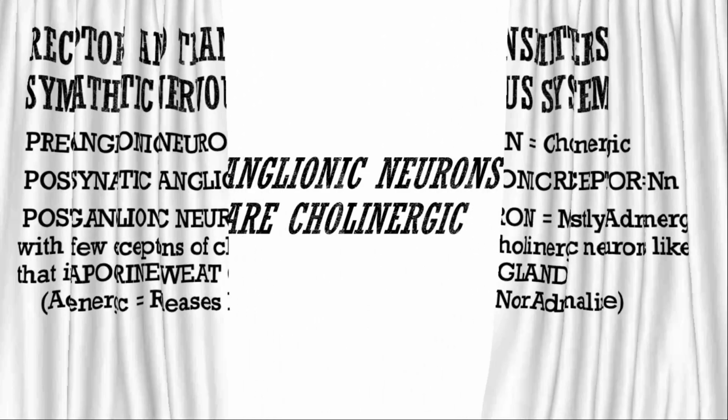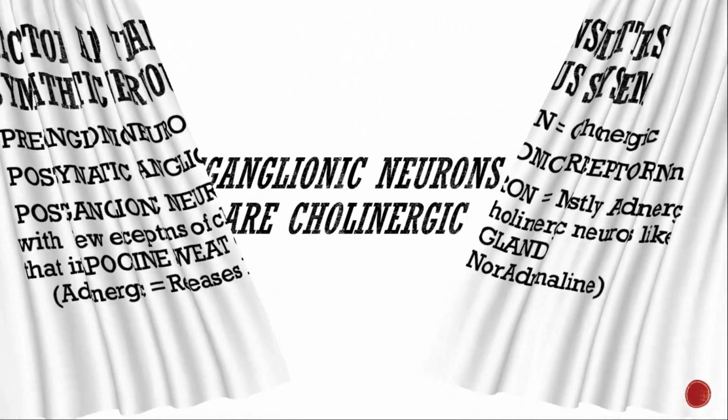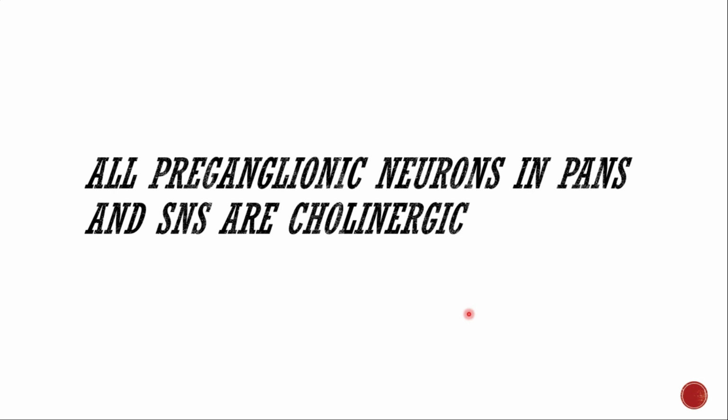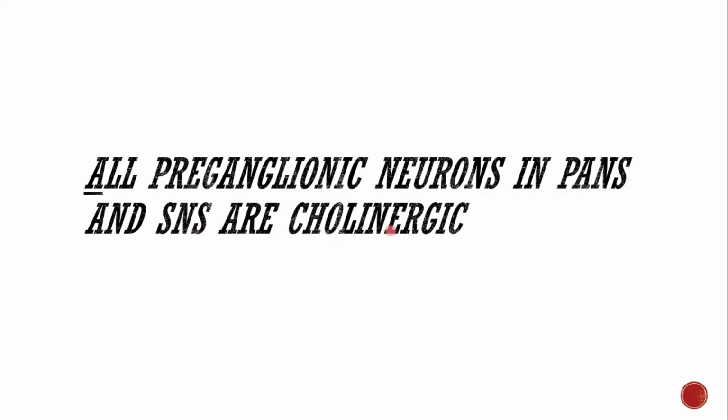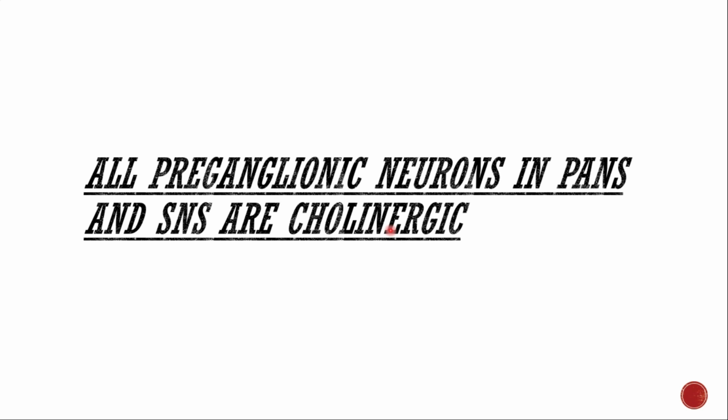So let's go to the next point. You should remember this thing. Now we have studied the neurotransmitters and everything in the sympathetic and parasympathetic system. So we should clarify one concept: all the preganglionic neurons in the parasympathetic nervous system and sympathetic nervous system are cholinergic. I repeat, all the preganglionic neurons in the parasympathetic and sympathetic nervous system are cholinergic. Every ganglion that is related with the autonomic nervous system has the neurotransmitter acetylcholine.